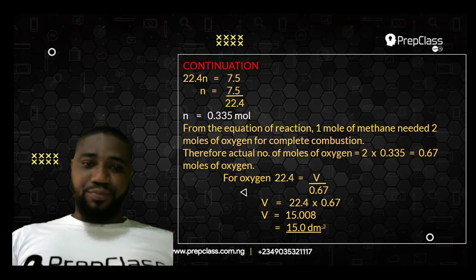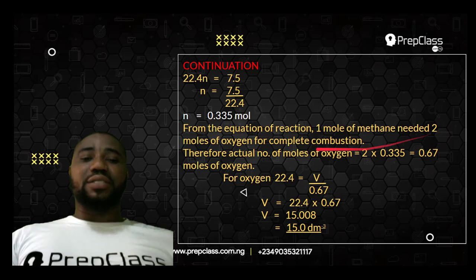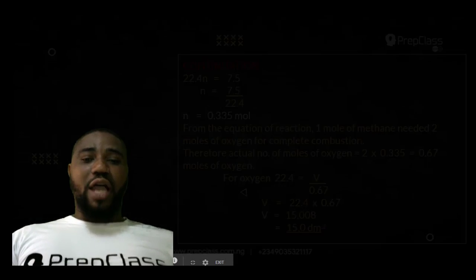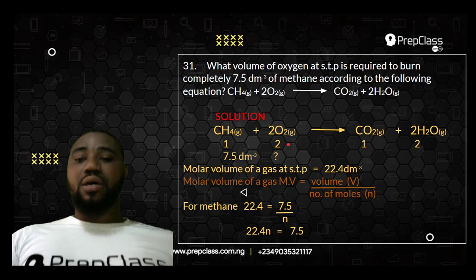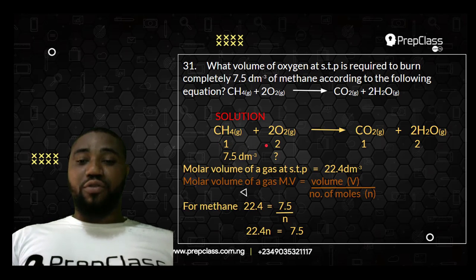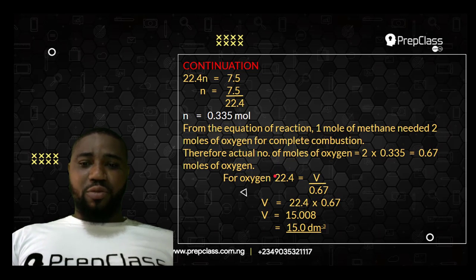I believe you understand. So now from the equation of reaction, 1 mole of methane needed 2 moles of oxygen for complete combustion. Let me show you back the equation of reaction. Look at the equation of reaction here. You can see that 1 mole of methane needed 2 moles of oxygen gas for complete combustion to carbon dioxide and water. So that means that the mole ratio between methane and oxygen is 1:2. Every 1 mole of methane will require 2 moles of oxygen for complete combustion. That will be very helpful here. Do you understand?